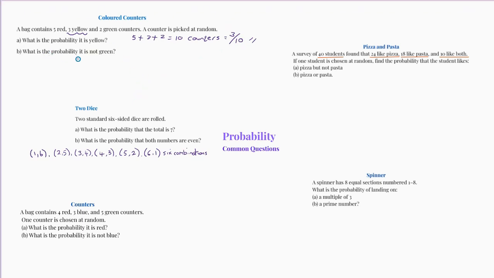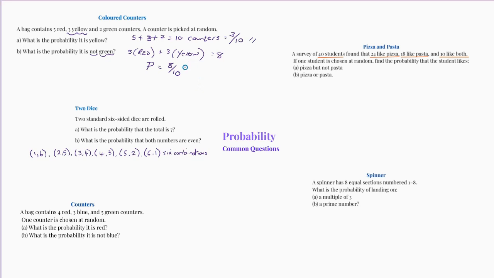Next one. What is the probability it is not green? So this time we're not including the green in our working out. So it's going to be 5, which is our red, plus 3, which is our yellow. So we're going to add it up, which is 8, and we're going to divide it by 10. So our probability that it's not green equals 8 over 10.